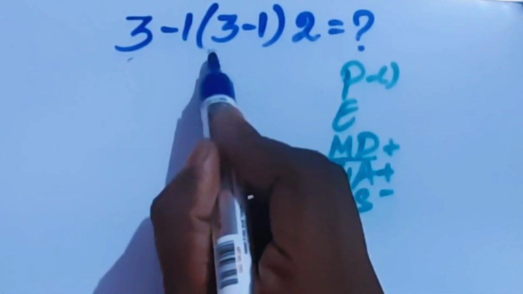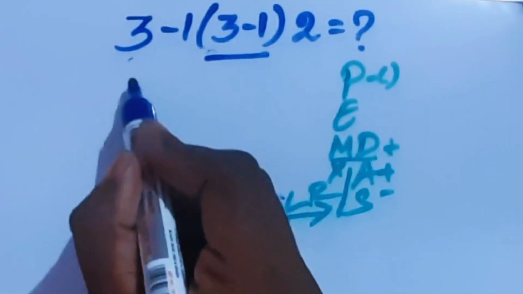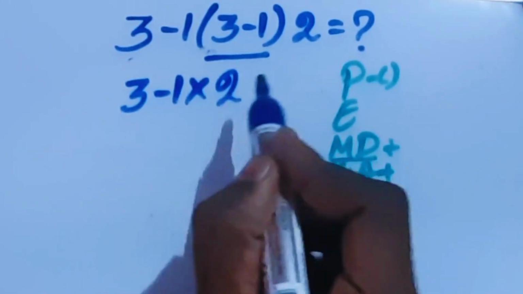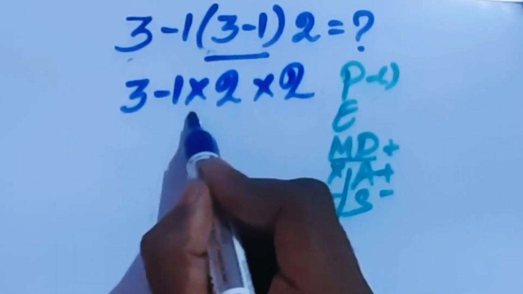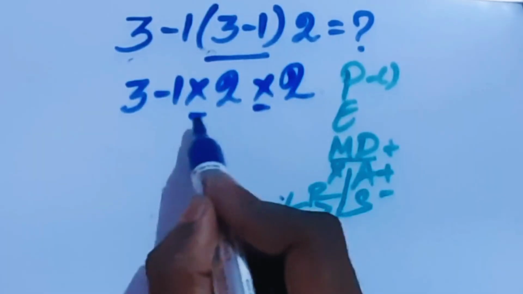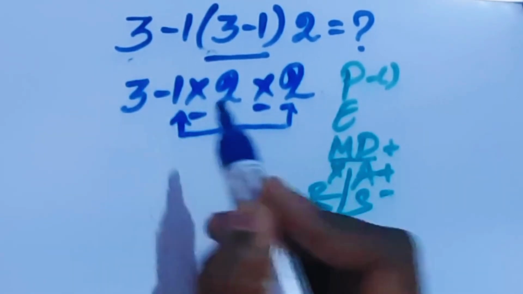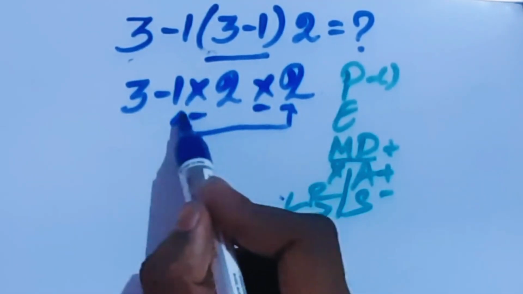Here this bracket is higher priority, so we have to do this first. So 3 minus 1 times this is 2 times this 2. Now we have subtraction, multiplication, multiplication. Which operation is first? This multiplication is before this subtraction. So from this we have 2 multiplication, which is first.